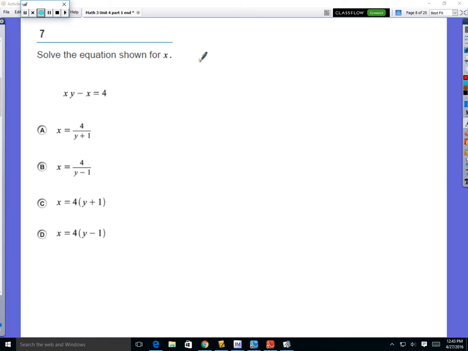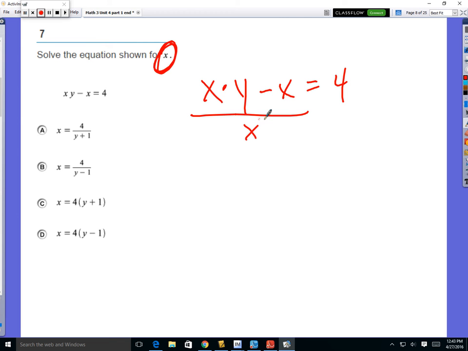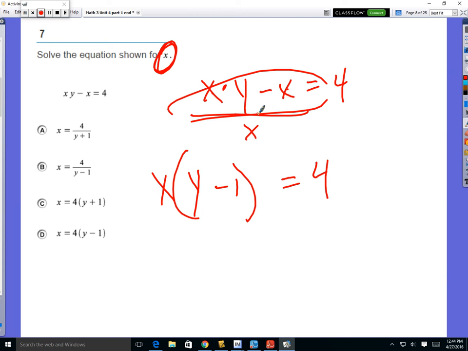Number 7, get x all by itself. Undo everything that's hanging out with x. So you got x times y minus x is equal to 4. Okay, you gotta factor it. Take the x out of both of these. If you factor out an x, you'll have x times, if you divide x out of here, you just have y. And if you factor an x out of here, you just have a minus 1. So you can change this to x times parentheses y minus 1.